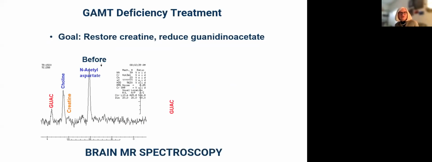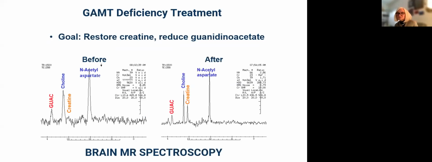So here on the left, before treatment, you can see that there is, again, N-acetylaspartate, choline, no peak of creatine, and you can see a peak of guanidinoacetate. Next. On the right, this is the same patient after treatment. And now you can see that creatine appears and guanidinoacetate is also reduced.